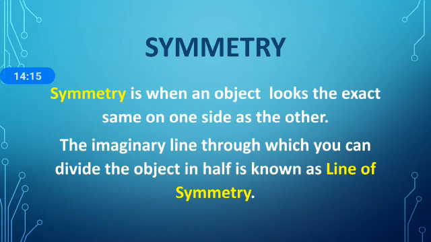I will repeat this again. Symmetry is when an object looks the exact same on one side as the other. The imaginary line through which you can divide the object in half is known as line of symmetry. Now, for you to understand this topic symmetry, I have a video for you. You have to look at this video carefully to understand what is symmetry.